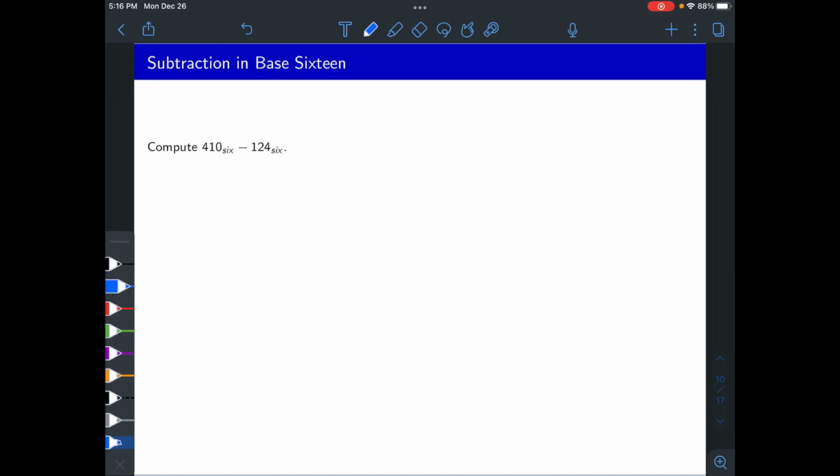All right, let's see if you could do the following one. This is 410 base 6 minus 124 base 6. Pause the video and give it a shot and see if you get the same answer as me.